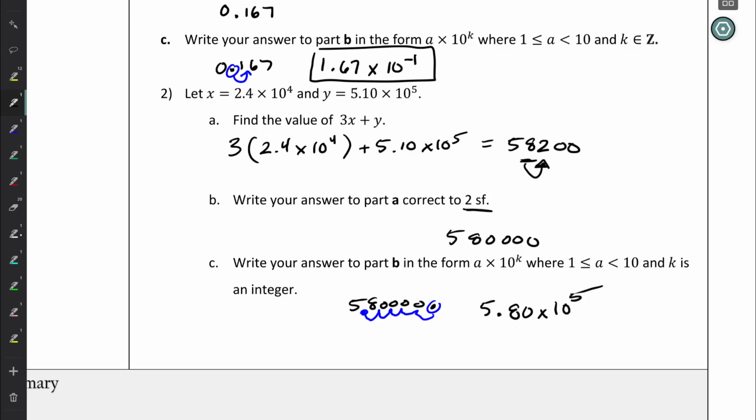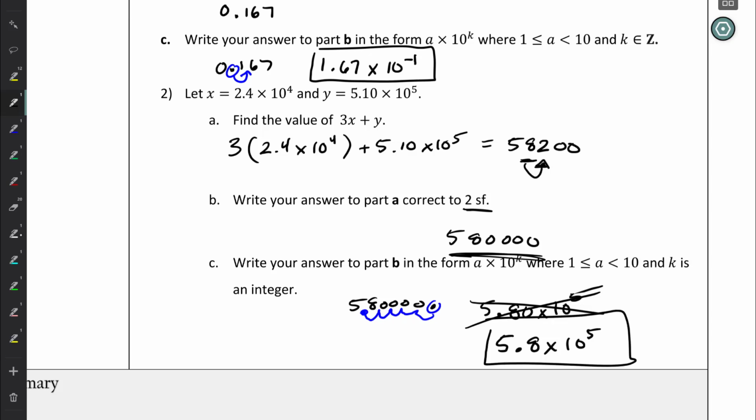Now, the problem here is I wrote this to 3 significant figures, but what was this answer correct to? That was correct to 2 significant figures. So we should actually keep this to 2 significant figures as well. And if we are to keep this to 2 significant figures, that would just be 5.8 times 10 to the 5th power. And that will do it. And there it is.